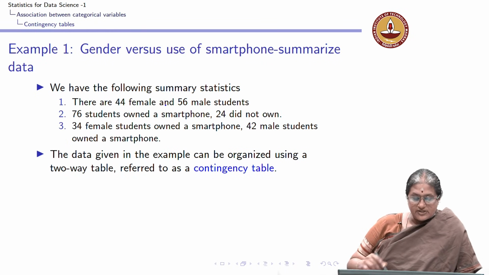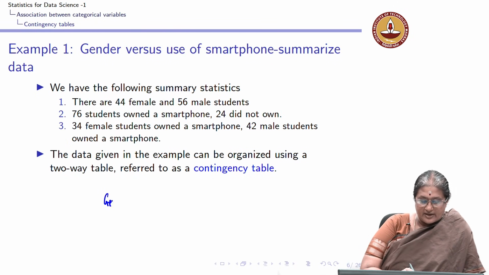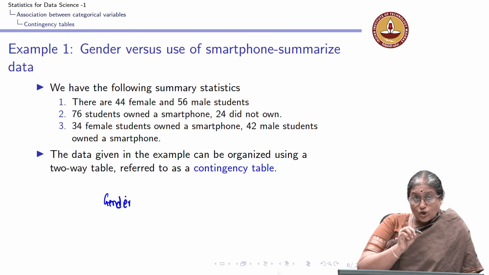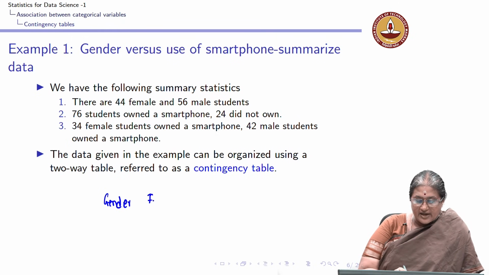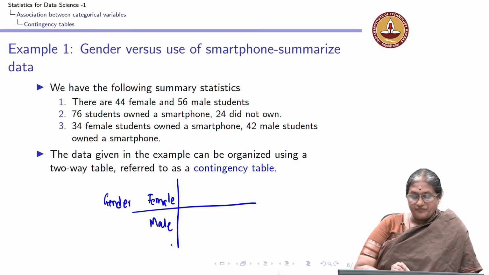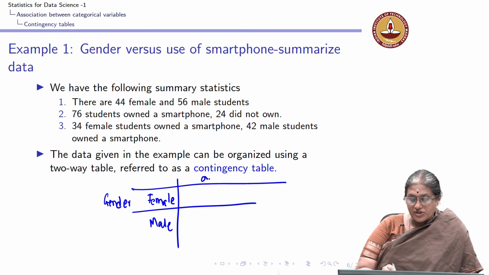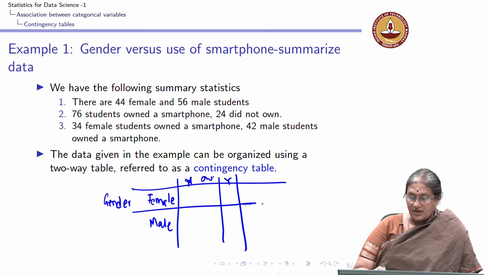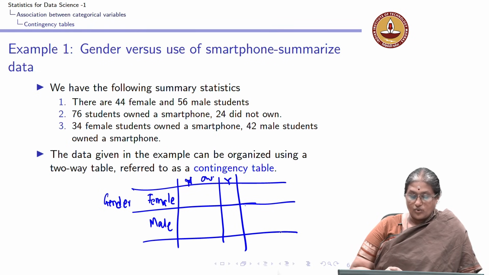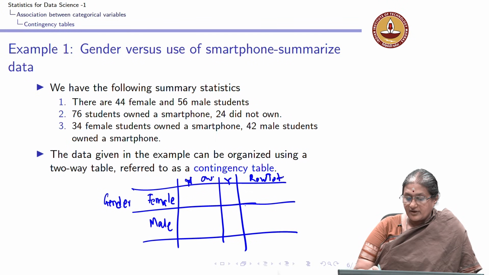I have two variables. The first variable I can write as gender. There are two values this gender takes: I write female, I write male. So, this is my variable. The other variable is ownership. Now, this is a yes, this is a no. And I have grand totals. So, I have the row totals and the column totals here.